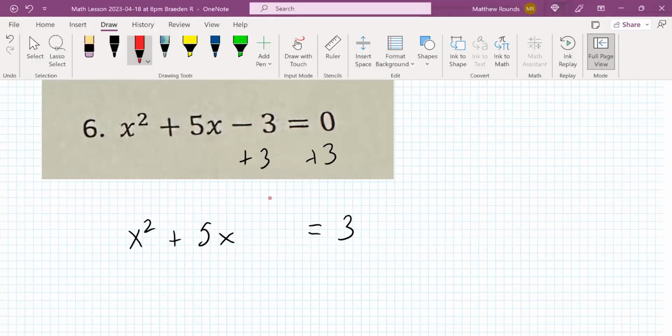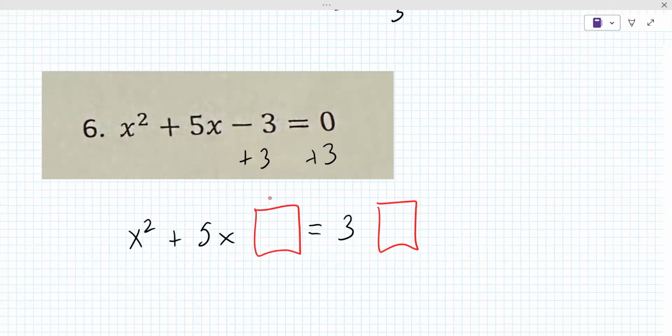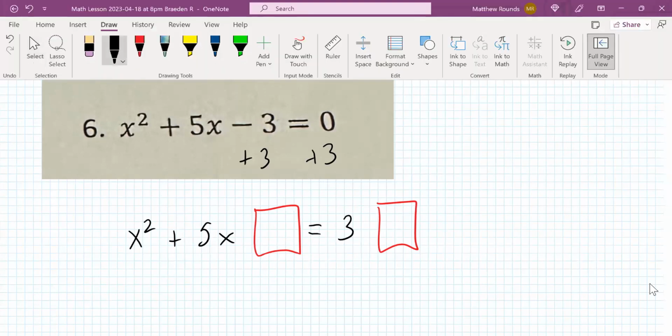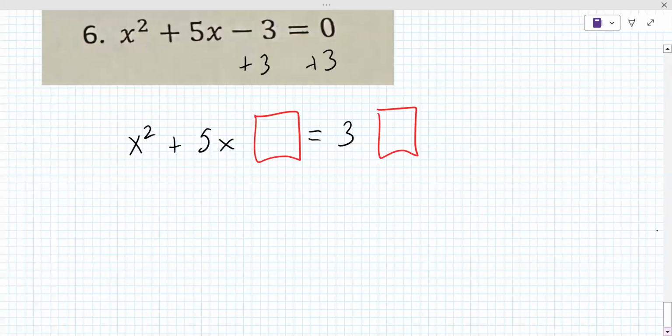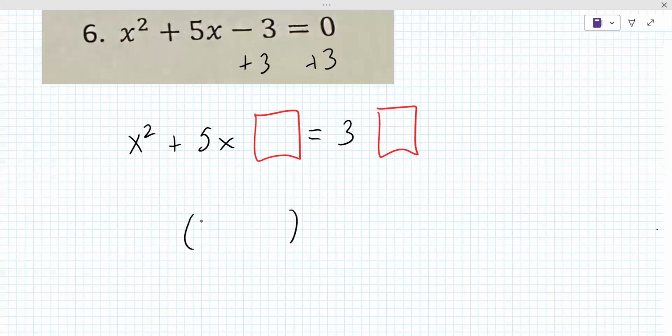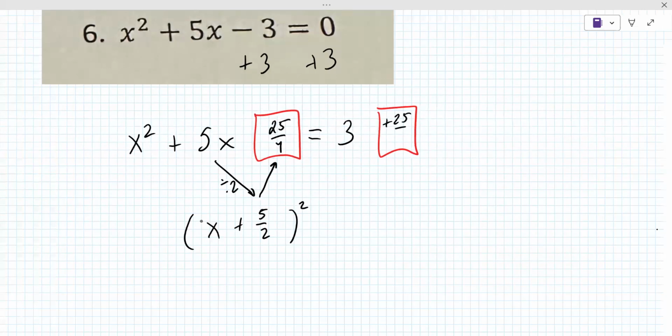So this is actually one of those nice first types, at least at first glance, but the problem is you've got a 5 there, which is not divisible by 2. You still divide by 2. You just write it as whatever that number is divided by 2. So that's your dividing by 2 step. Then you square it. Can you tell me what that becomes when you square it? 25/4. You have to add that to both sides.